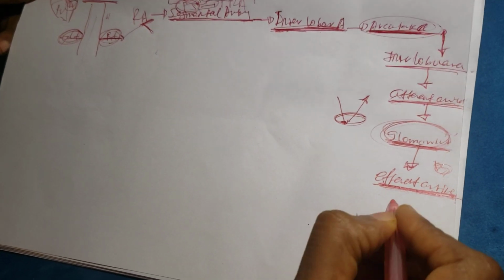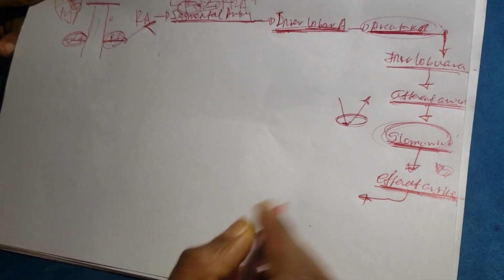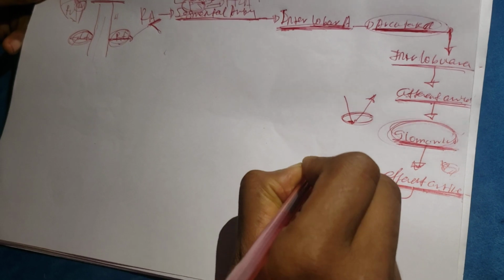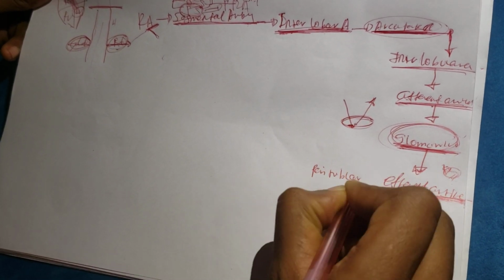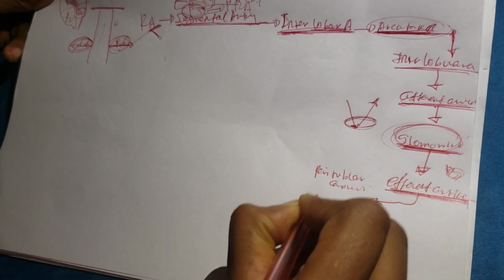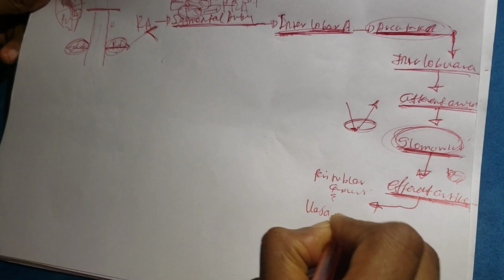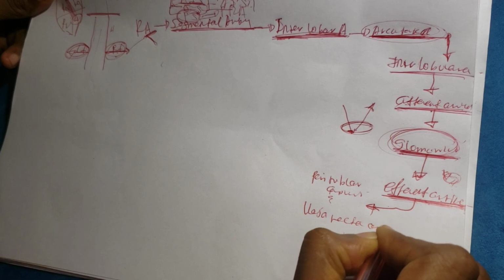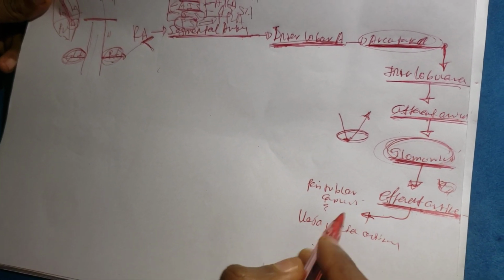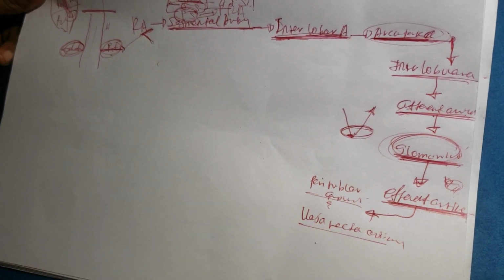So the efferent arteriole will give rise to two capillaries. One is the peritubular capillaries and the vasa recta capillary. So in the kidney there is also another capillary, the vasa recta capillary, and the peritubular capillary.